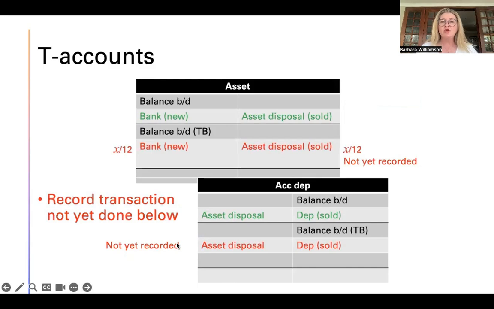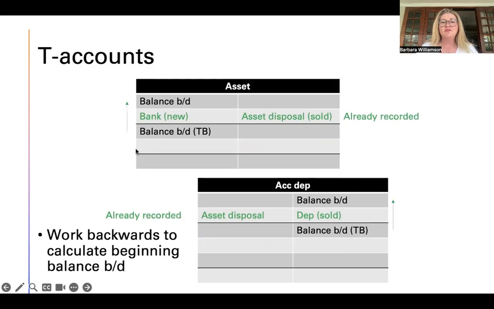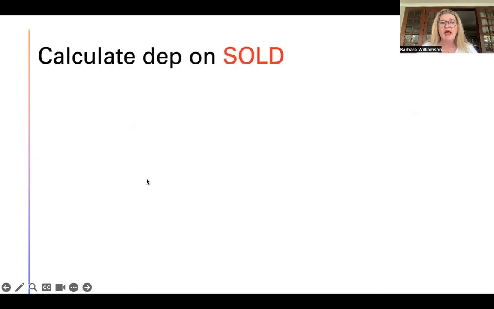Below the line is where you will record any transactions that have not yet been recorded for whatever reason. Again, put in your X over 12 for any new items or any sold items in the asset account because it'll help you calculate depreciation more easily. You can then work backwards to find the beginning balance, taking the entries that were recorded into account. And you can work down later on once we've done everything else.